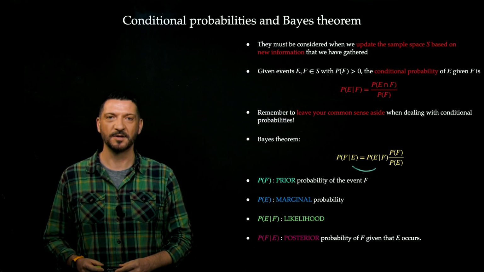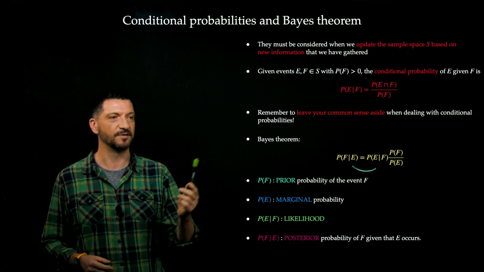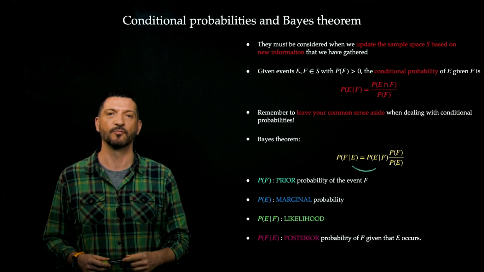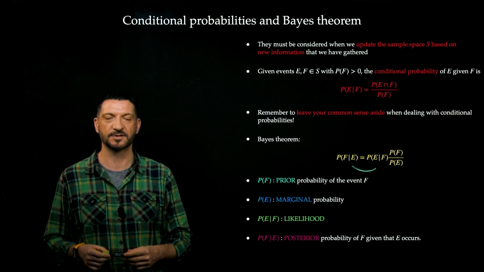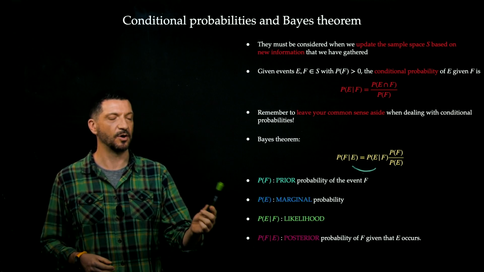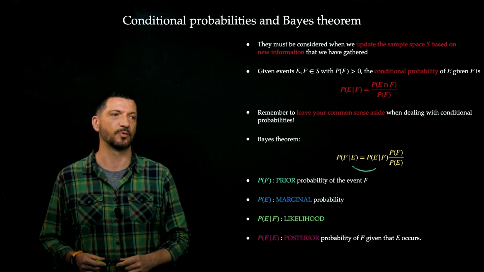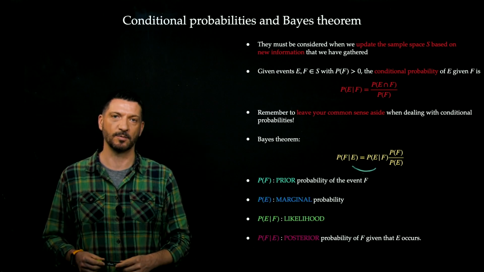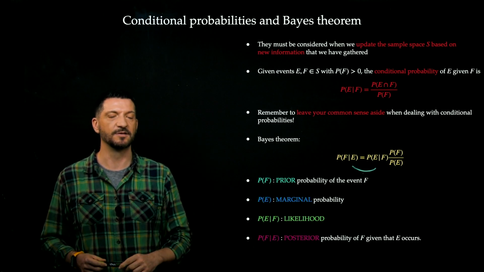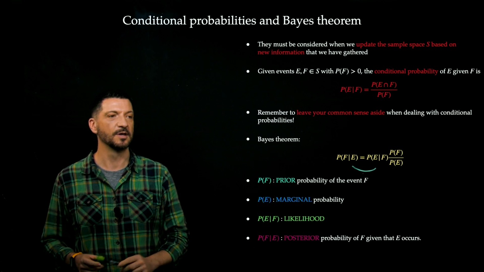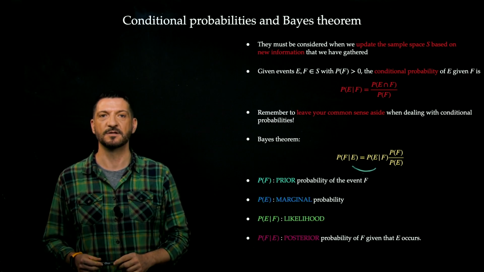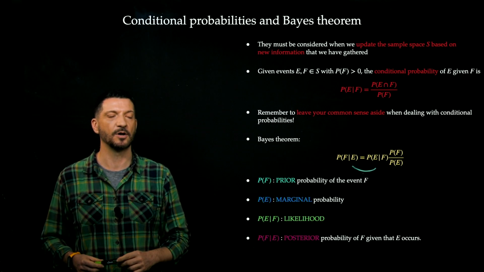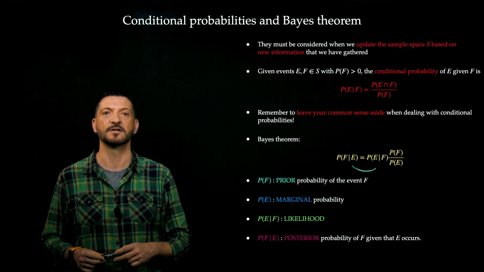As always, in probability we have a peculiar language, so even in the context of Bayes' theorem we must learn how to call the objects that appear in this theorem. P of F is called the prior probability of the event F, P of E is called the marginal probability, P of E given F is called the likelihood, and P of F given E is called the posterior probability of F given that the event E occurs.